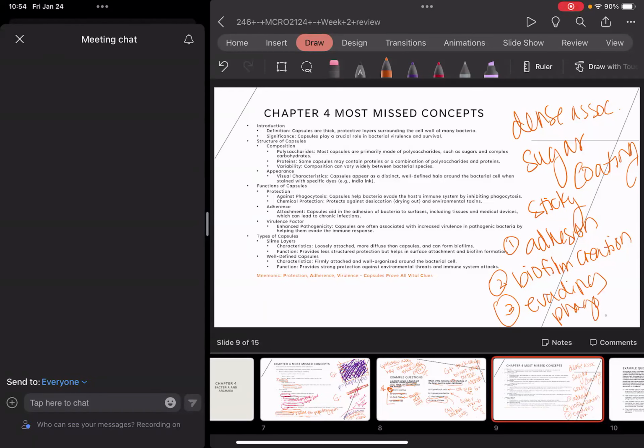This page goes into a little bit more elaboration on this. So if you're having a hard time understanding the purpose, the function, and the structure of the capsule, this does talk about that a little more. I'm not going to go over it in a lot of detail. We do consider a capsule to be a virulence factor, which is a topic that we'll talk about more and more as we go through the semester. A virulence factor is anything that will enhance pathogenicity. Pathogenicity is the ability to cause disease.